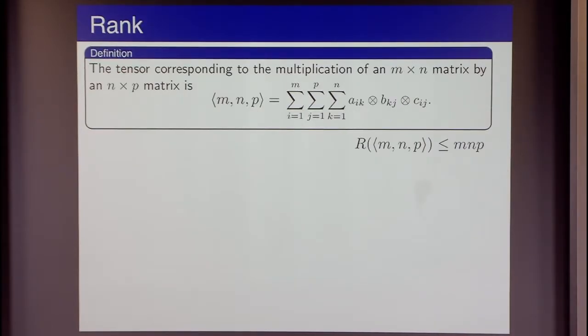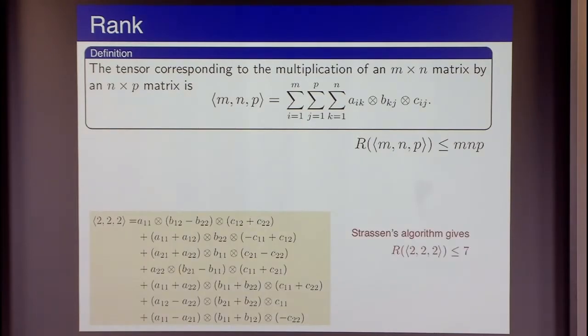Okay, so now the rank, where I will use R to denote the rank. The rank of this tensor is, of course, upper bounded by M, N, and P. And the Strassen algorithm shows that the rank of the tensor of matrix multiplication of size 2, so 2 by 2 matrices, is at most 7. The point is that the rank represents the number of multiplications of the best algorithm for the matrix product.